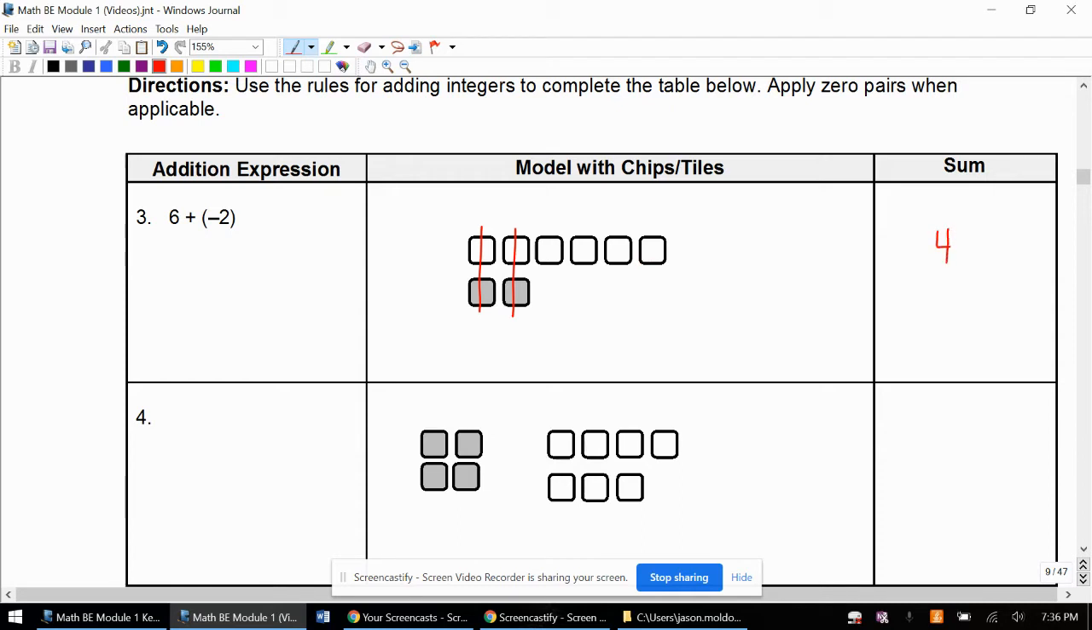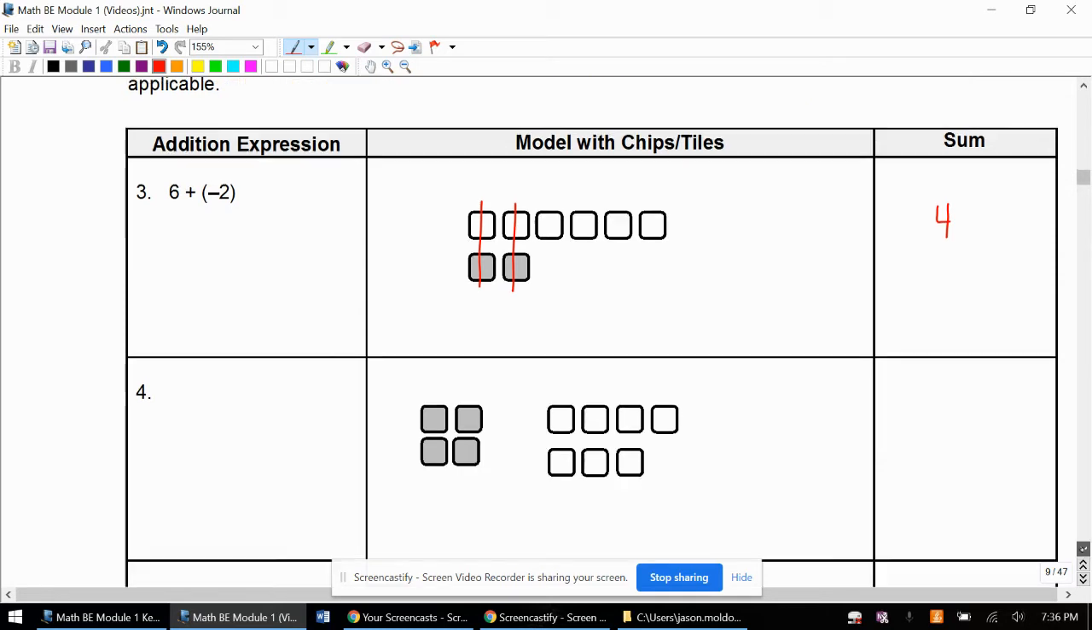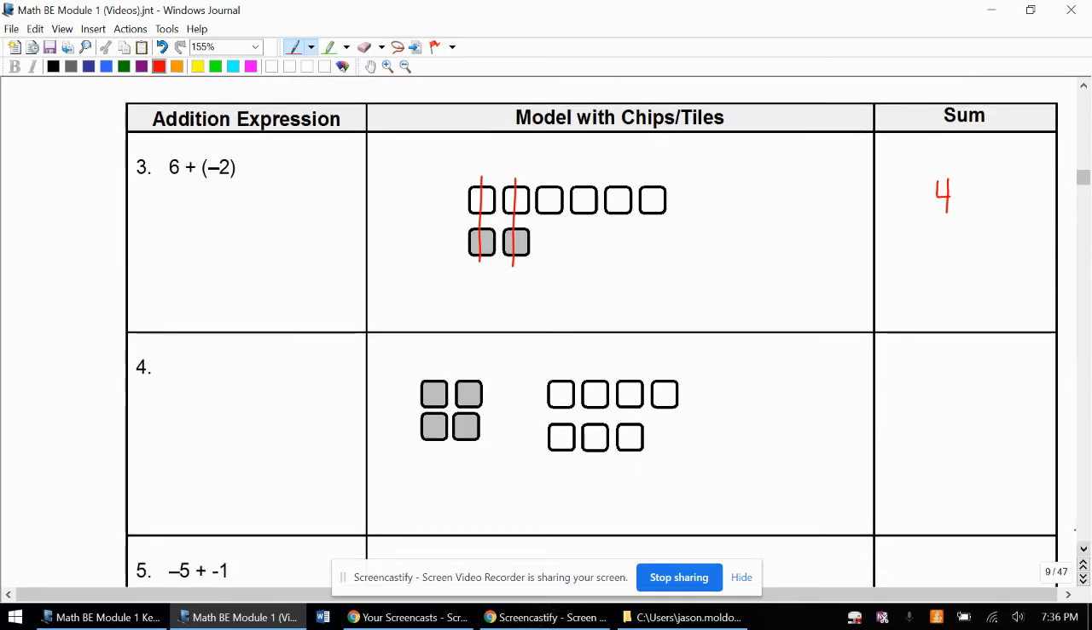In a minute, we'll come back and figure out the strategy to know that without having to draw out the chips or tiles. But it's also a good idea to do that if you forget something. That's probably one of the best ways to do these problems.